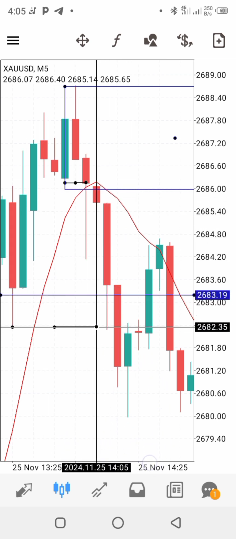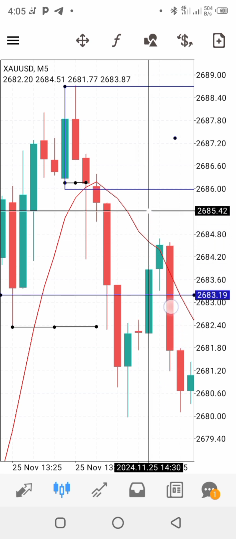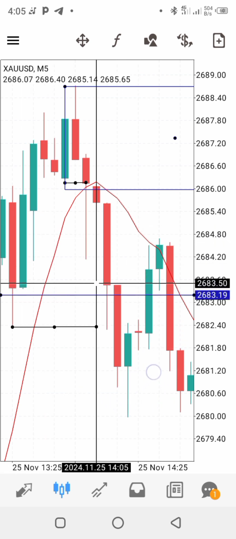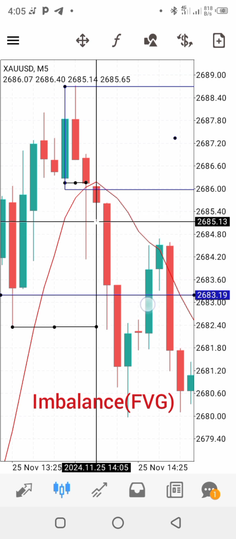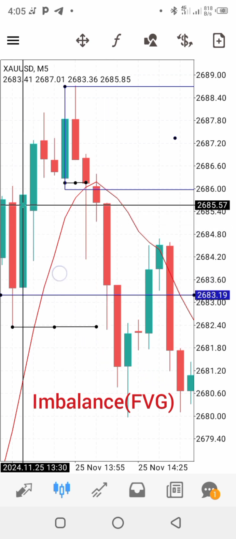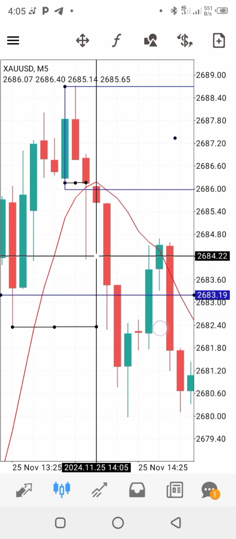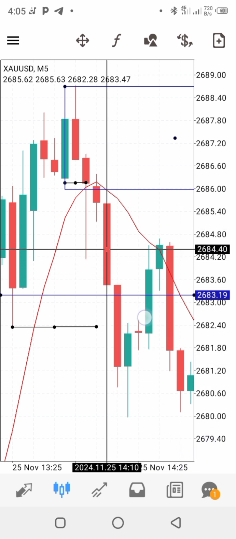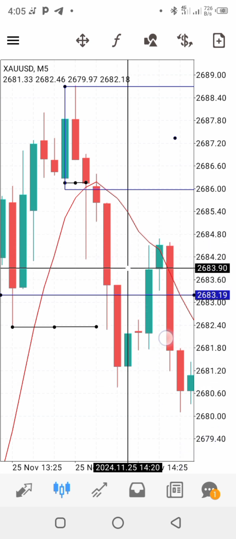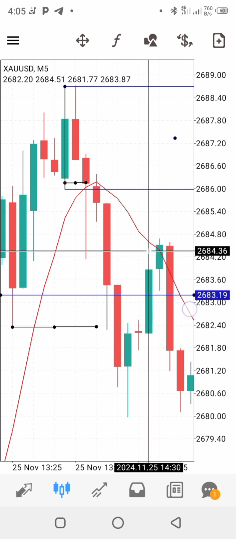After price broke this structure, it also created the same thing. This is an imbalance here, between this red candle and this one. Then this is also a breaker block. Then price dropped down. Immediately price comes back to 50% of this imbalance because it is huge. From here you can place your trade.